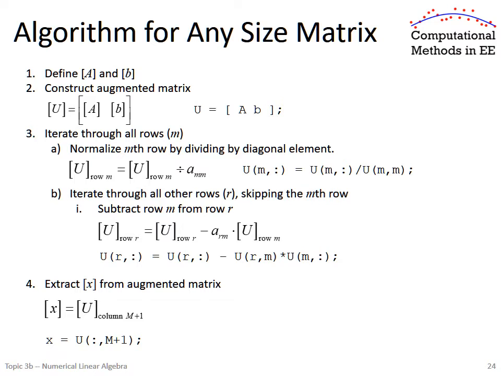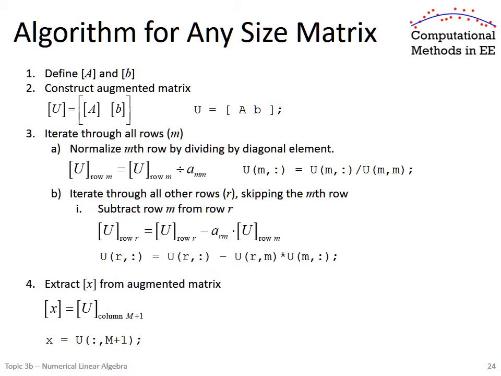Here's a written version of the algorithm. So step 1, we defined A and B. Step 2, we constructed the augmented matrix. At this point, we entered into our two nested loops. The very first one will iterate through the rows. And our matrix only had 3 rows, so step 3 would be for m equals 1 to 3.